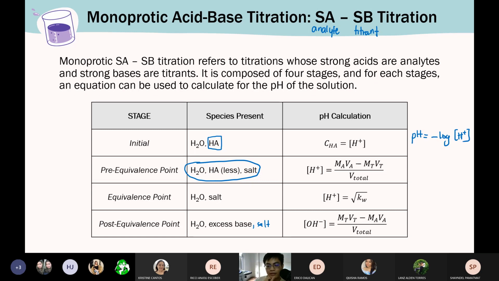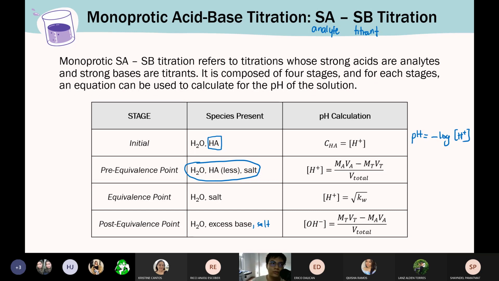Acid pa rin. Okay. Ganun na. Huwag kayong masyadong ma-intimidate sa mga nangyayari. Basta tandaan nyo, yung acid pa rin yung magdidikta ng pH natin. Kaso tandaan nyo, yung acid natin nabawasan, di ba? So, nabawasan na yung dami ng acid.